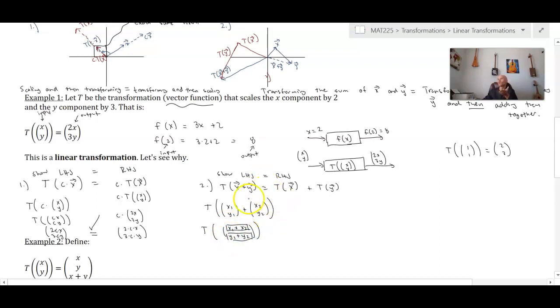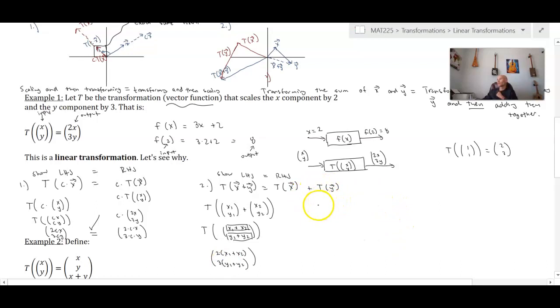And now, what do we need to do? Well, now we need to transform that vector, and the transformation says double the top, triple the bottom. Okay, so this will mean that if I double the top, I'll get 2 times (x1 plus x2). And if I triple the bottom, 3 times (y1 plus y2). Now, sure, we can distribute that if we choose. We can leave it like that for now. Okay, this is still 2 times, 3 times.